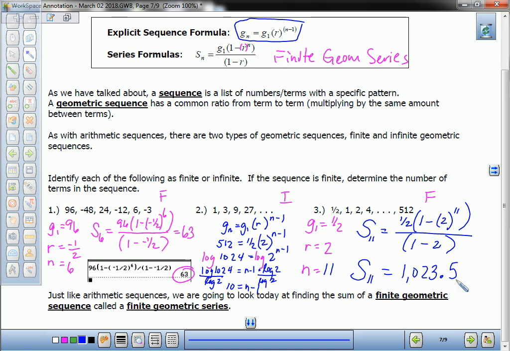You should get 1023.5. All right, so we use this formula when it's a geometric series and it is finite. It's a finite geometric series. That's when we use this formula.